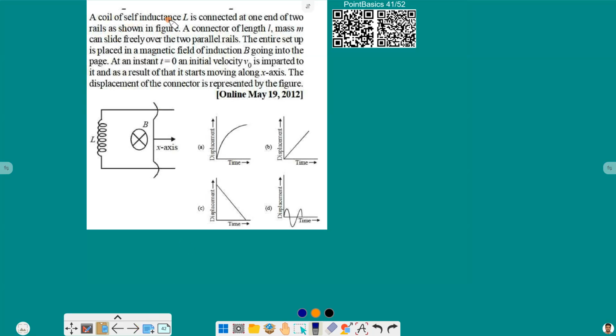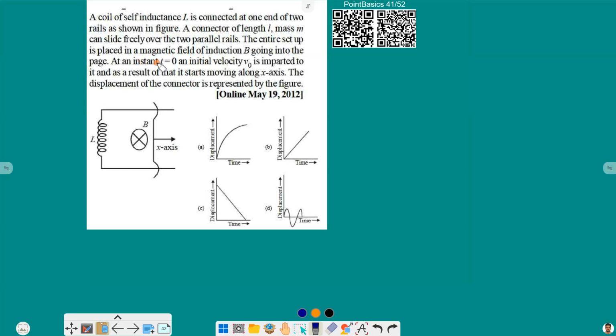A coil of self-inductance L is connected at one end of two rails as shown in the figure. A connector of length L, mass M can slide freely over the two parallel rails. The entire setup is placed in a magnetic field of induction B going into the page.